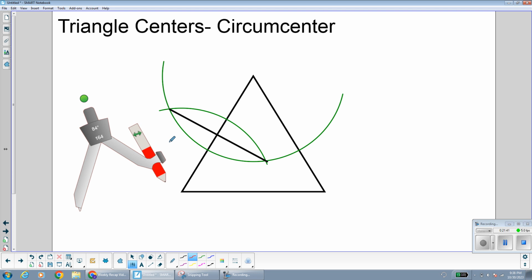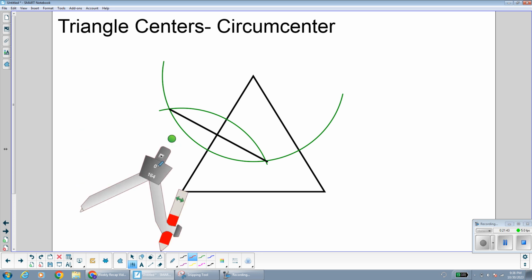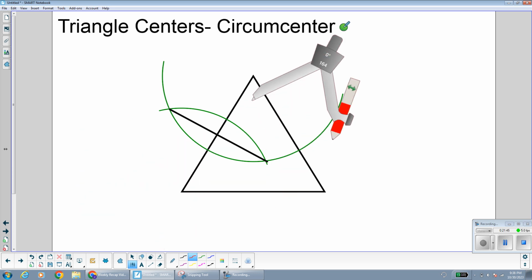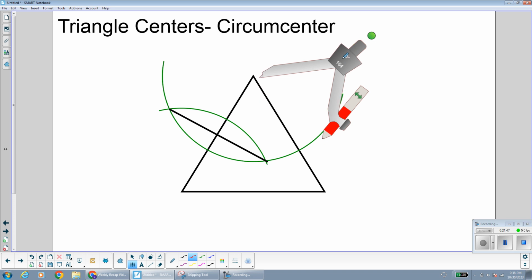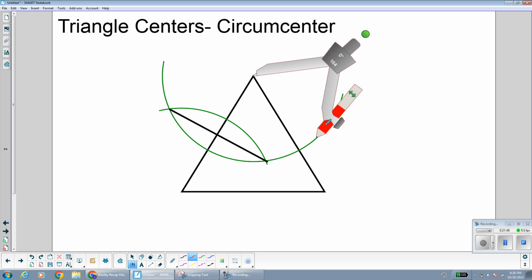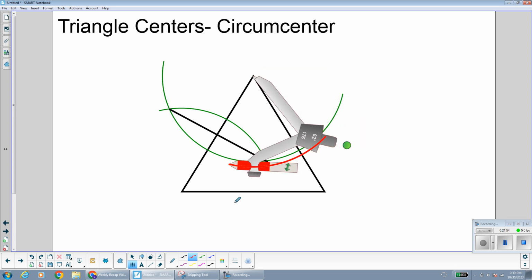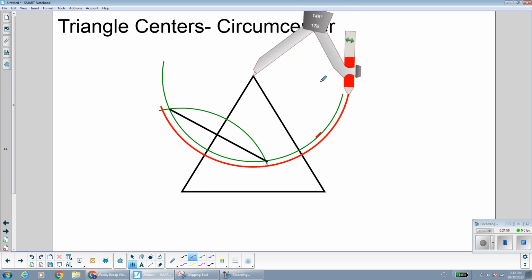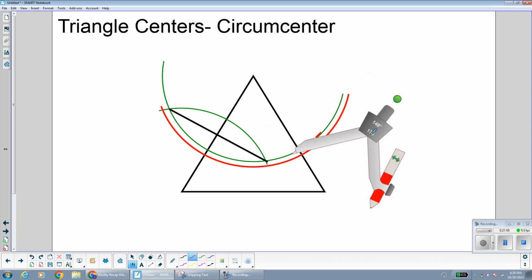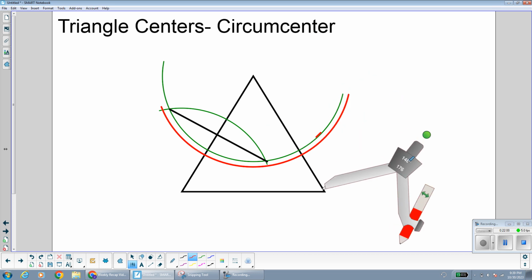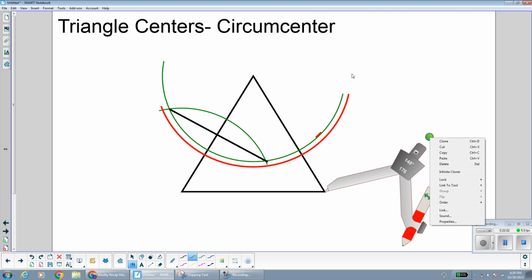Now I'm going to do the perpendicular bisector for another side of the triangle. I'll just do this side over here. One endpoint. Other endpoint.